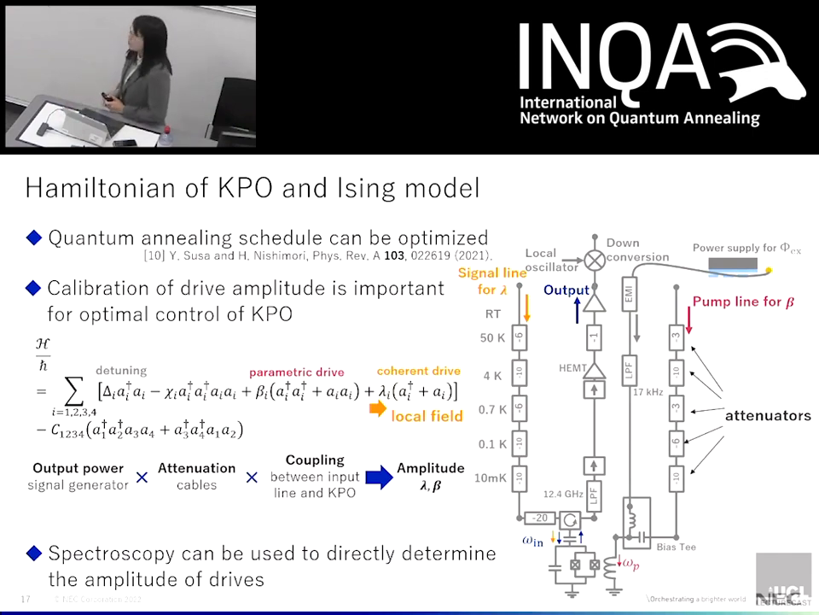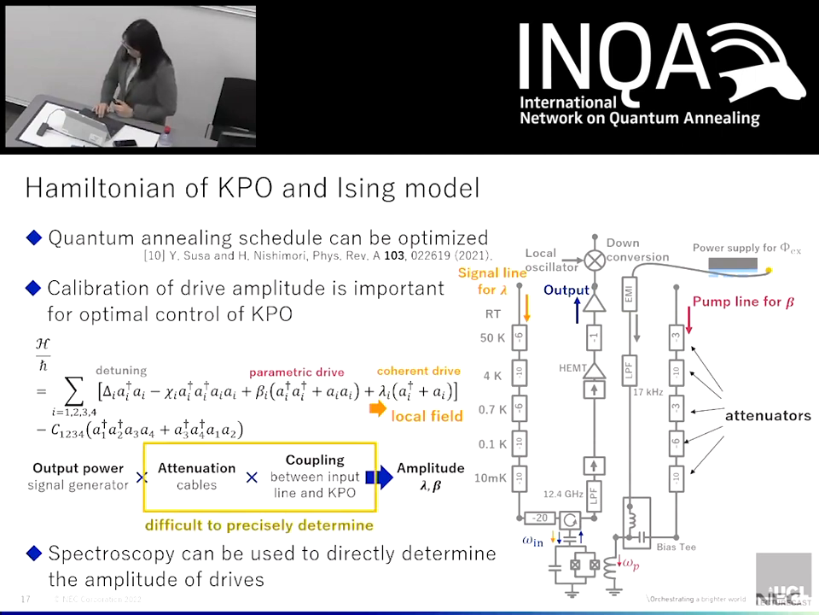But the amplitude of parametric drive and coherent drive is a little more complicated. As you can easily imagine, the amplitude of drives can be increased if the power of the signal generator is increased. However, the absolute value of the amplitude is not directly determined by that. The amplitude depends on the signal power at the KPO located in the dilution refrigerator and the coupling strength between the transmission line and the KPO. The output from the signal generator is attenuated.